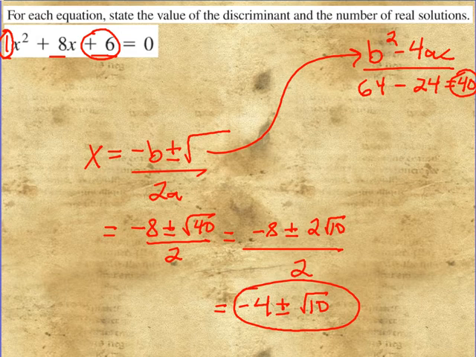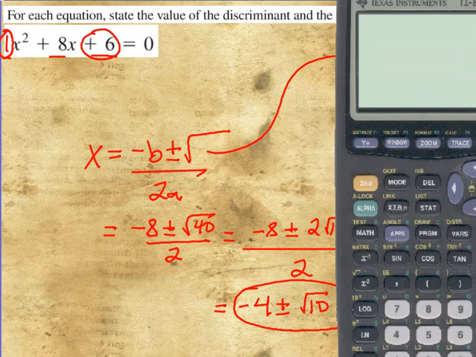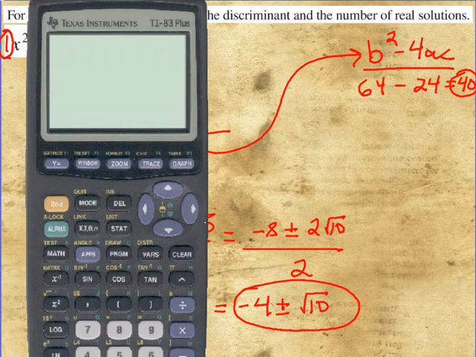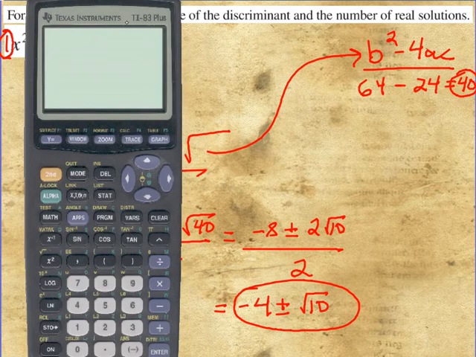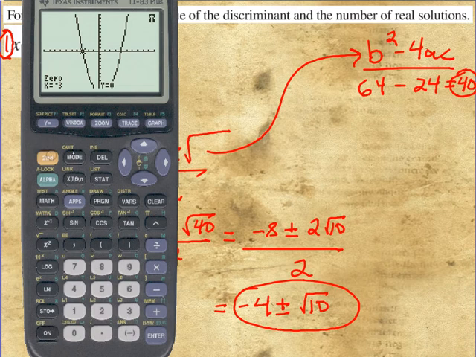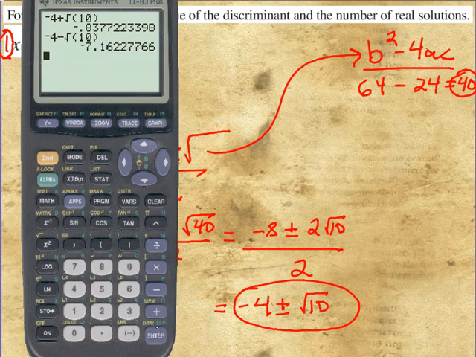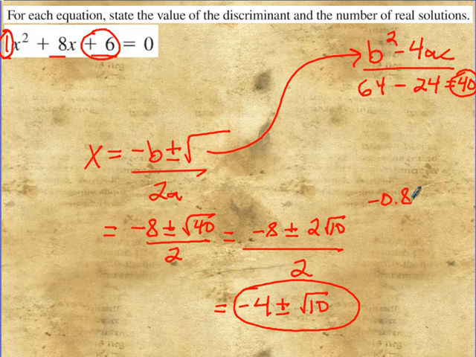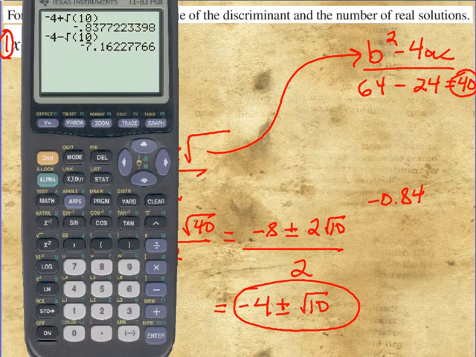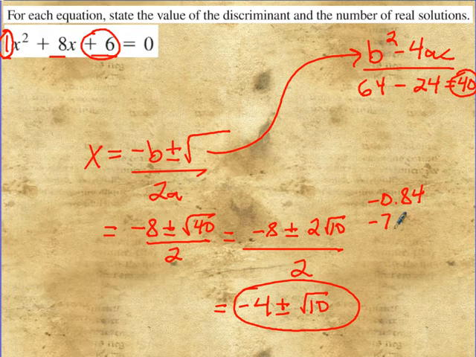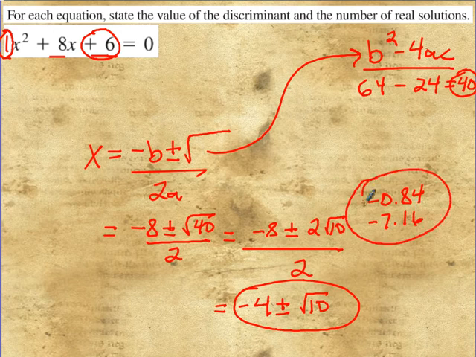Now, if you need to, type that into your calculator just to make it more real to you, because some people, that's great that you got radicals, but we really don't understand what that means. If you need to, type in negative 4 plus root 10 and negative 4 minus root 10, just to make those answers more real to you. Negative 0.84 and negative 7.16. Those are your two answers.